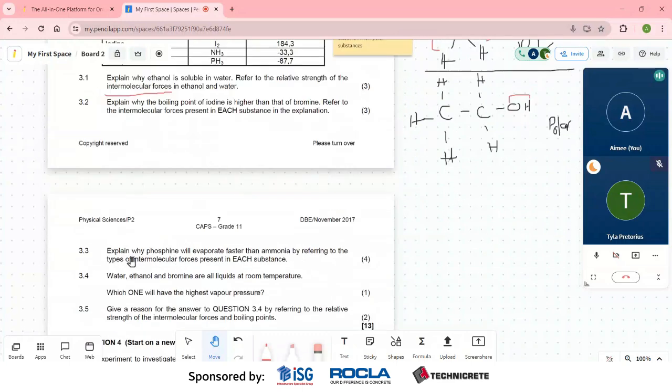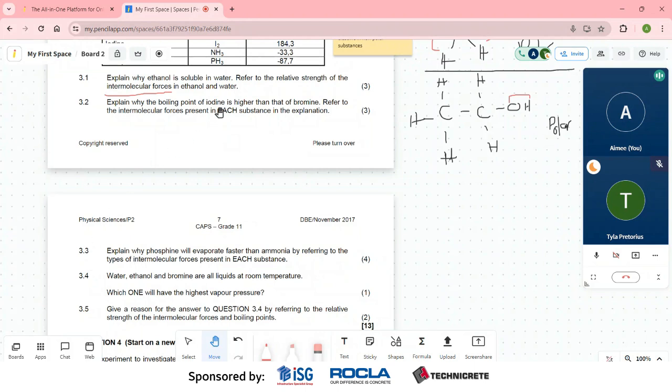Okay, and the official answer for this one says that the intermolecular forces between phosphine molecules are dipole-dipole forces, otherwise known as van der Waals forces. Okay, and why are they dipole-dipole forces? Well, because NH3 and PH3 are asymmetrical molecules, and asymmetry means that they are polar. So dipole-dipole forces are present. Okay, the intermolecular forces between ammonia molecules are hydrogen bonds.